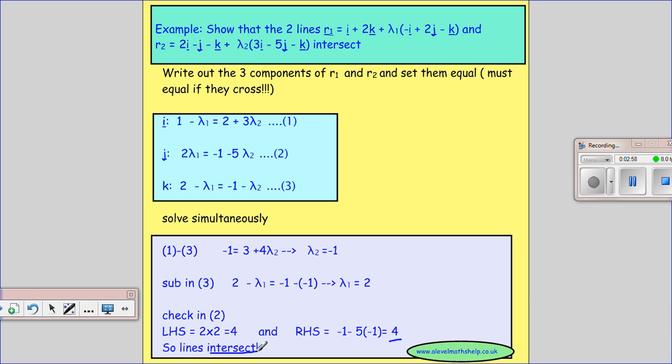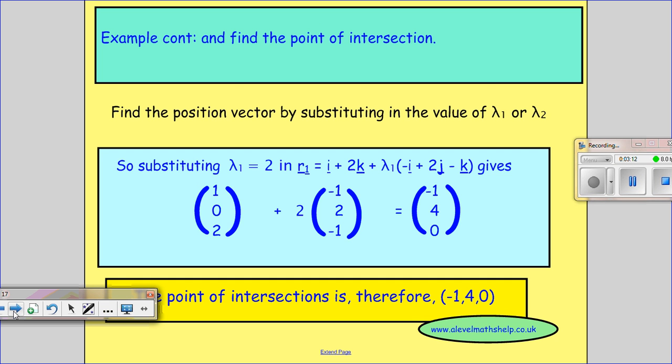So if you're asked to show that two lines intersect, that's what you have to do. In the end, work out that the left hand side and the right hand side of the equation that you haven't used to solve simultaneously works. Okay, then if I want to find the point of intersection, that's quite straightforward now. I know a value for lambda 1 and lambda 2. I can work this out from either of the equations. I should get the same answer for both, but I'm going to do it with R1.